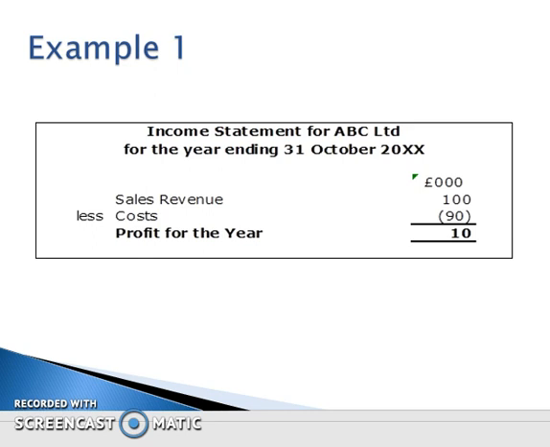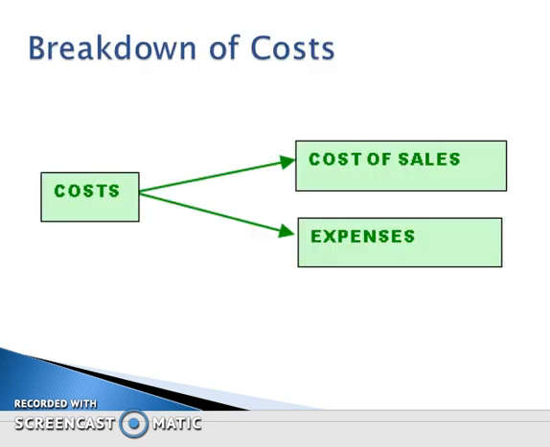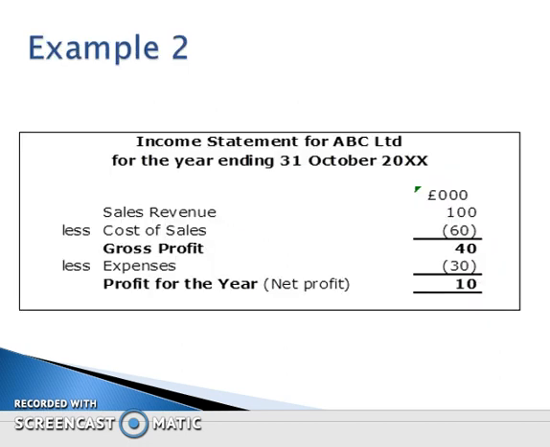Here's an example. Basically, it's fairly straightforward. In order to make it more informative, extra detail can be added. If possible, the cost of goods or services which are sold should be shown separately from other expenses. This is known as the cost of sales. Note that this introduces a subtotal called the gross profit.